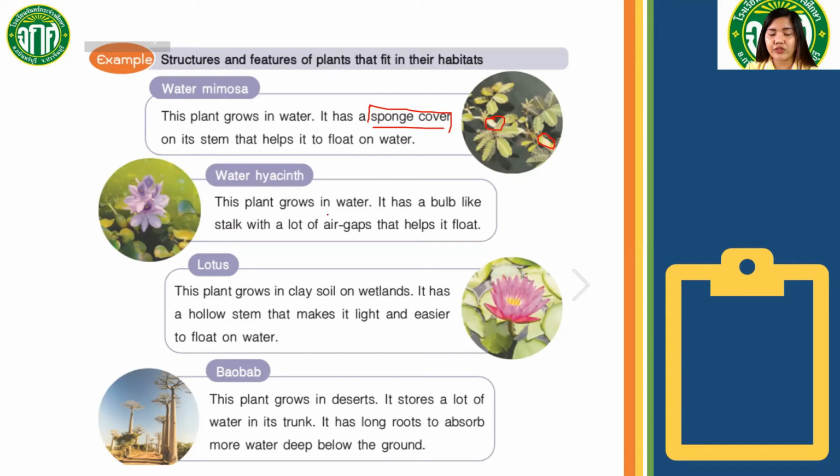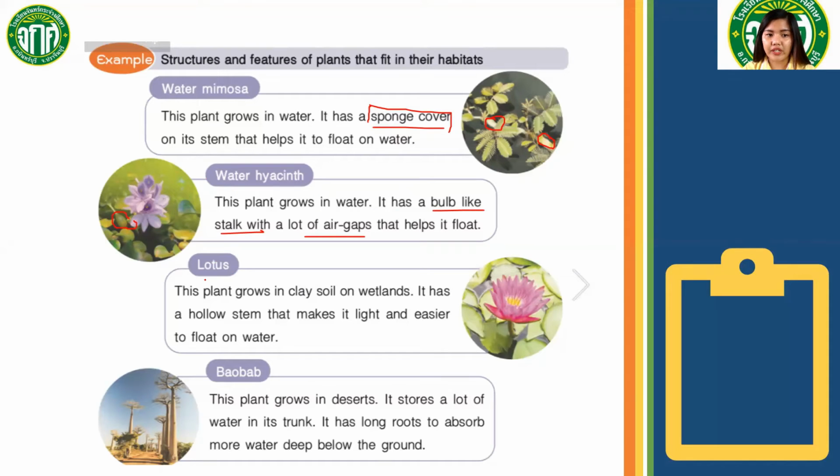Okay, so this plant grows in water also. So it has a bulb-like stalk with a lot of air gaps that helps it float. Okay, so if the water mimosa has a sponge cover, the water hyacinth has a bulb-like stalk with a lot of air gaps that helps it float. So as you can see, this water hyacinth has this bulb-like stalk. It looks like a small balloon. That stalk has a lot of air gaps that helps the water hyacinth to float on the water.